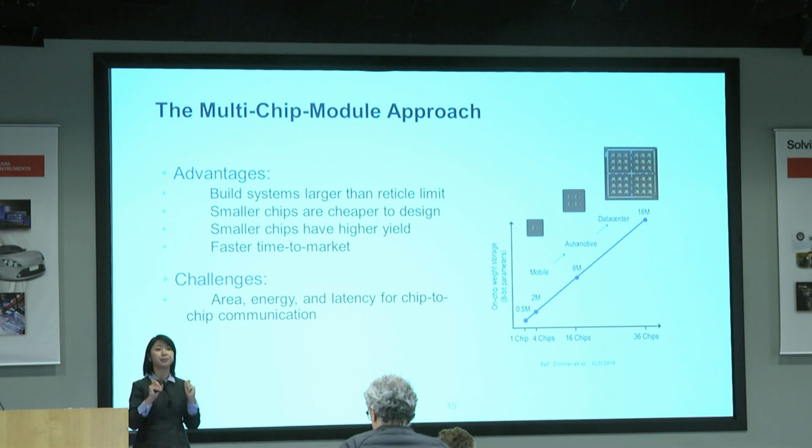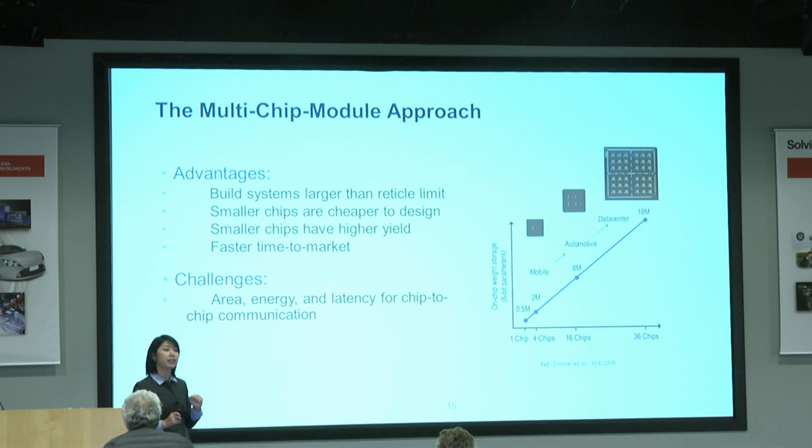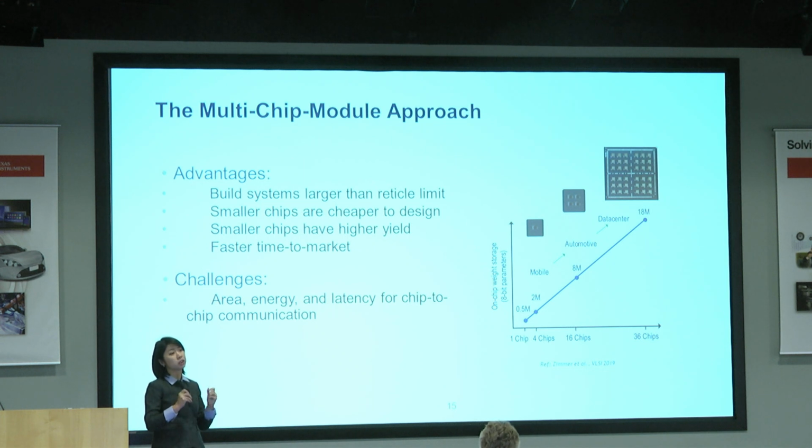Well, of course, this kind of benefit does not come for free, right? If you think about the potential problems with this multi-chip module-based approach, from an architecture point of view, the area, energy, and latency of the chip-to-chip interconnect, or chip-to-chip communication, will play a bigger role in future scalable systems, especially large-scale systems, in the way we think about scalability and productivity.